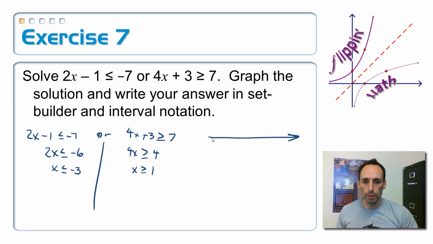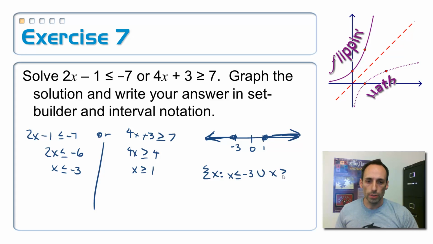So whenever you go to graph it, it's an OR inequality, so we're going to have two rays. I need a negative 3 on here, and I need a 1 on there. The negative 3 is colored in to the left. The 1 is colored in to the right. Set builder notation: I put curly brackets, x, such that, then I just list out my two intervals. x is less than or equal to negative 3, union, x is greater than or equal to 1. Close the brackets.